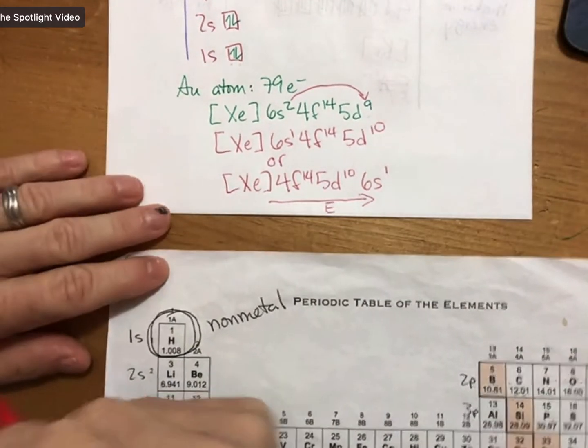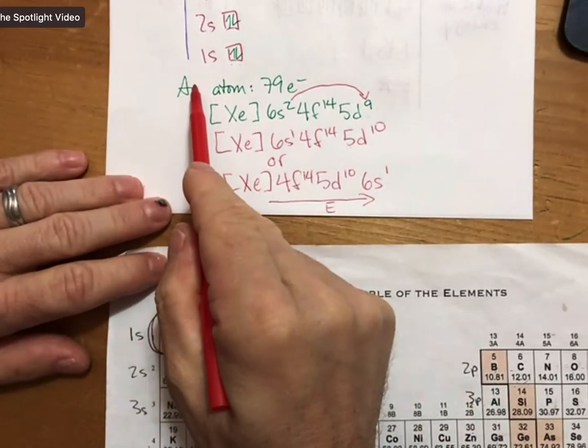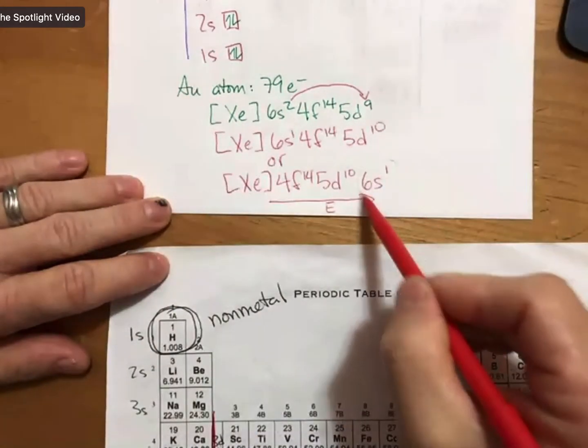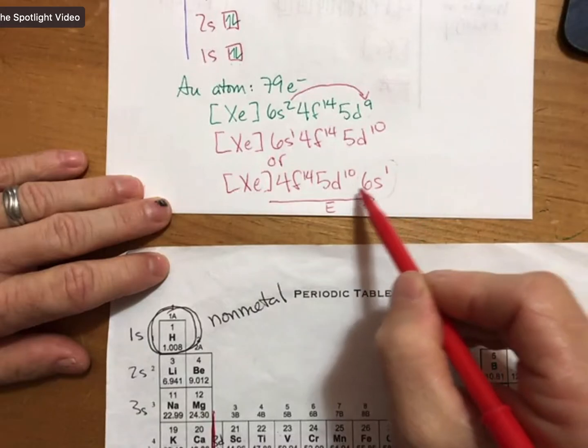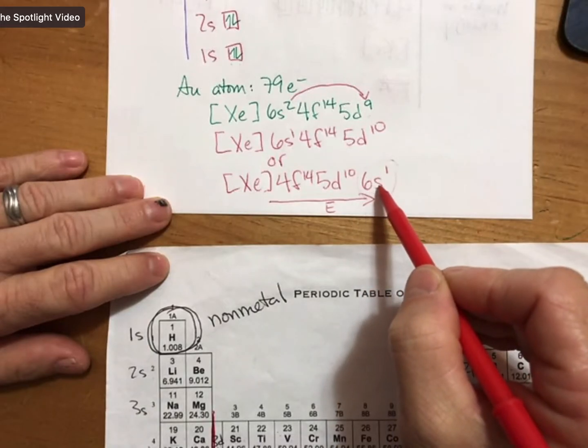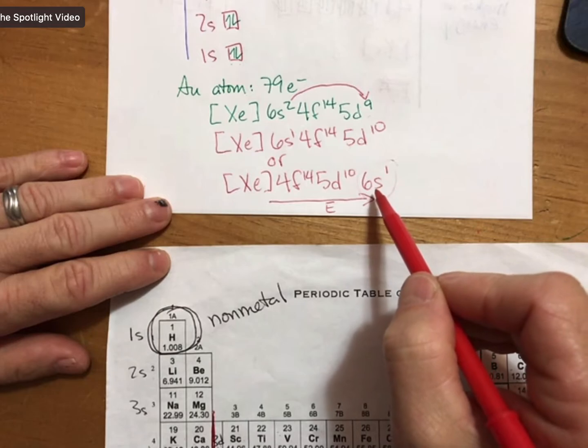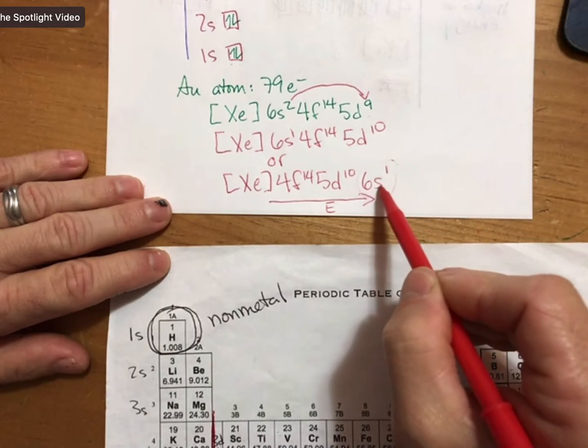So if it became gold plus, you would remove the 6s electron, and this would just disappear. If it became gold minus, you would add an electron, and this would be 6s2.